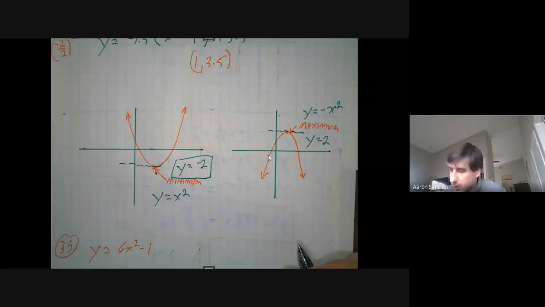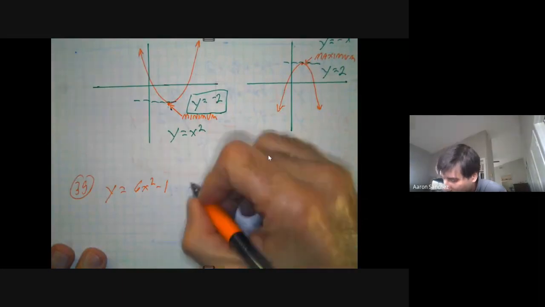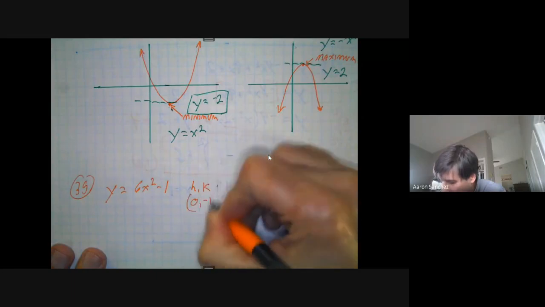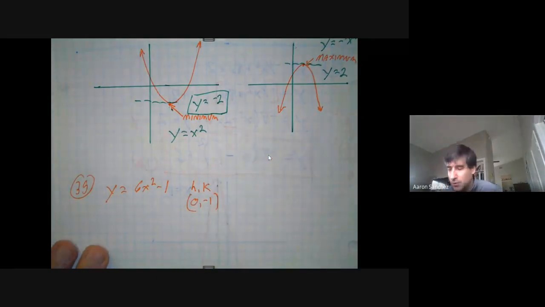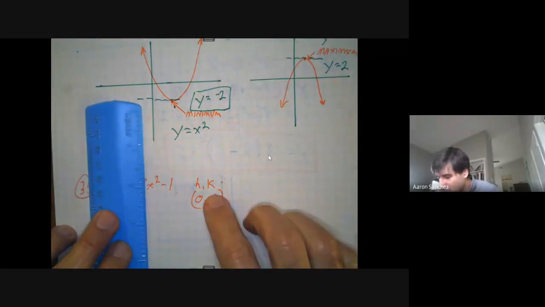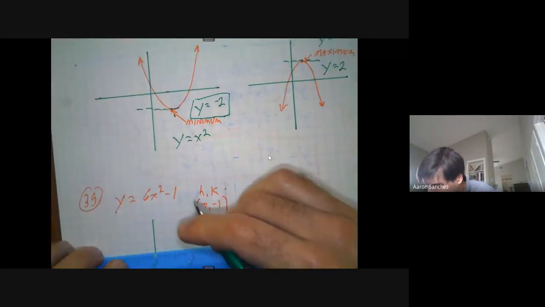Okay, so let's look at y equals 6x squared minus 1. Well, there's no h because there's no parentheses, but there is a k, so my h and k of this will be 0, -1, right? And if I was to graph it, is this going to be a minimum or a maximum? Well, it's a positive, so it's going to go up. So it's going to be a minimum.